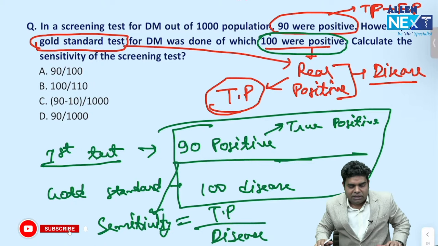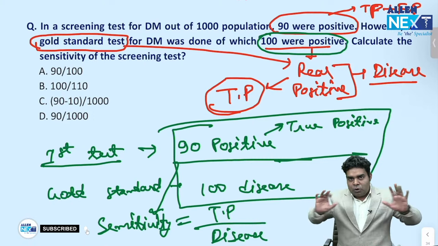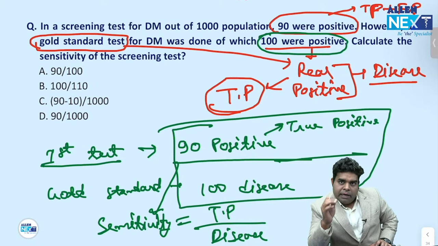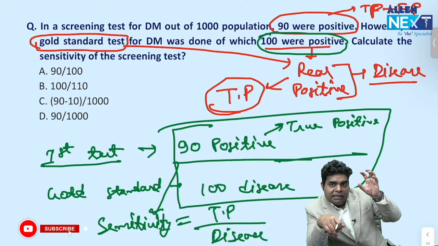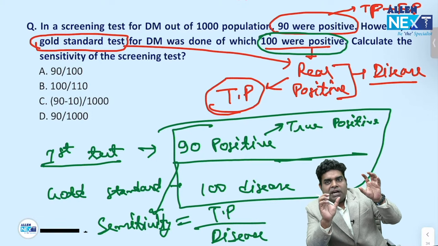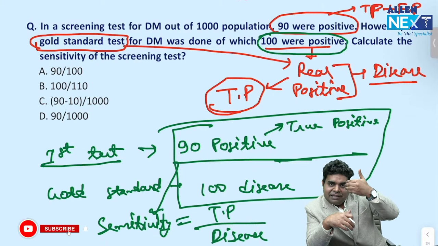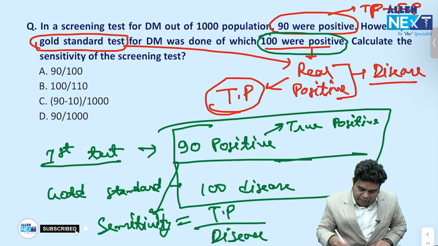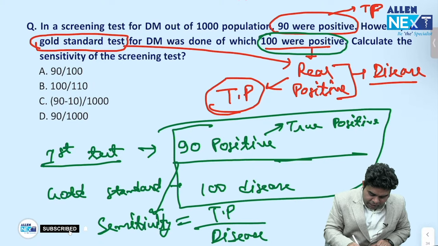Dekho, I know you will be confused. Sir, earlier you said 90 can be true and false both. Now you are saying 90 is only true positive. So, theoretically, positive can be of both types, true or false. But here, they are talking about two different tests. In the first test, 90 are coming positive. And they are comparing the first test with a gold standard in which 100 are positive. That means 100 have the disease. So, they are comparing the 90 positive test with disease. And that is the definition of sensitivity. True positive by disease is sensitivity. So, in this case scenario, we will consider this 90 as only true positive. And we are comparing true positive with disease. So, it will be 90 by 100, which will be sensitivity, 90 by 100.